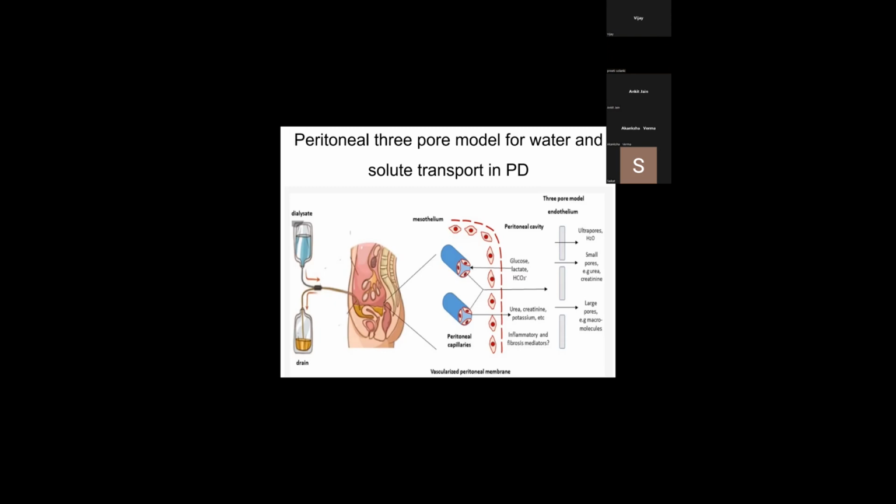The second pore is the small pore, which is mainly responsible for the movement of urea, creatinine, small molecules, and water from the peritoneal capillaries to the dialysate. And third is the large pores, which are approximately 5 to 7% of the total peritoneal membrane area. These large pores are responsible for the movement of macromolecules, that is IVIG or albumin.